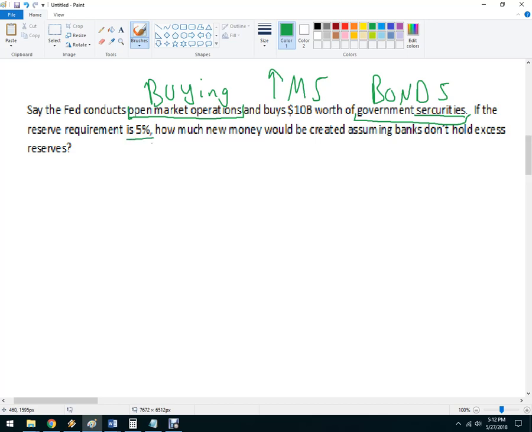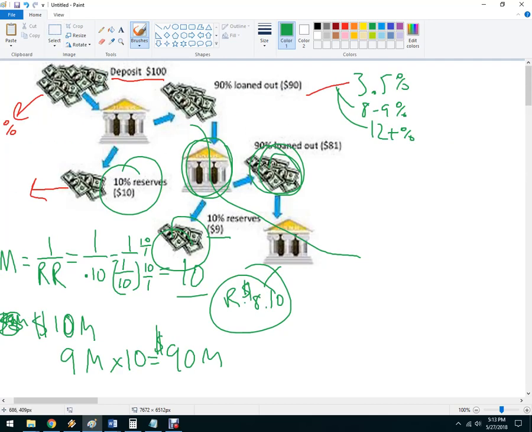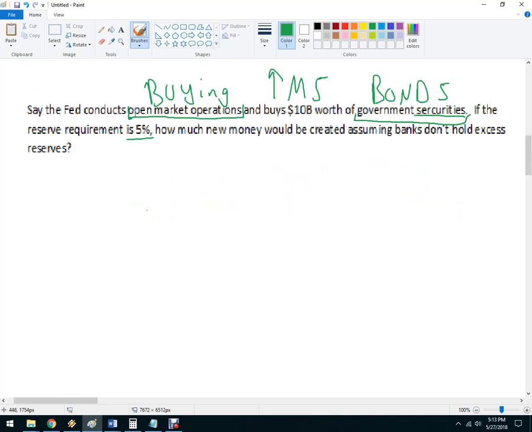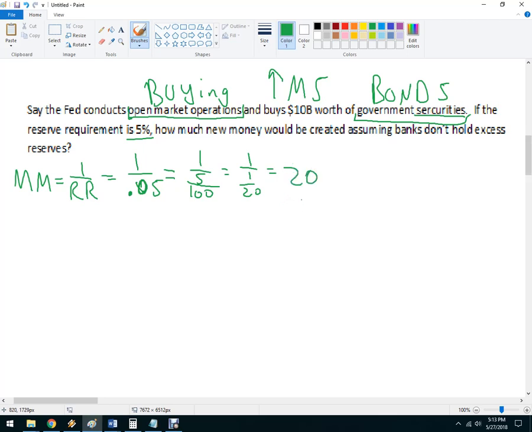The reserve requirement is 5%. So instead of 10%, it's 5%. We don't need to draw anything out because we just know that the money multiplier is 1 over the reserve requirement. So it's 1 over 0.05. You can do that on a calculator, or you can go 1 over 5 over 100, which is 1 over 1/20, and multiplying that out turns into 20. Then I'm going to multiply that by 10 billion, but not the full 10 billion, because they have to keep that first 5% before loaning it out.